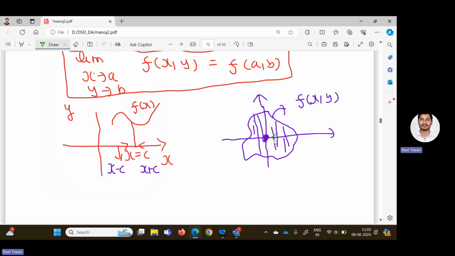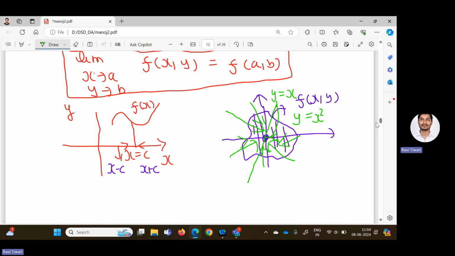Either you can approach along the positive x-axis, or along the negative x-axis, or along this line, let us assume y equal to x, or along the parabola y equal to x square, or along other lines like this. So what we observe is the basic difference: in limit in one variable there are only two directions, but when we discuss continuity in two variable, we have infinitely many ways. This is the basic difference between limit in one variable and two variable.